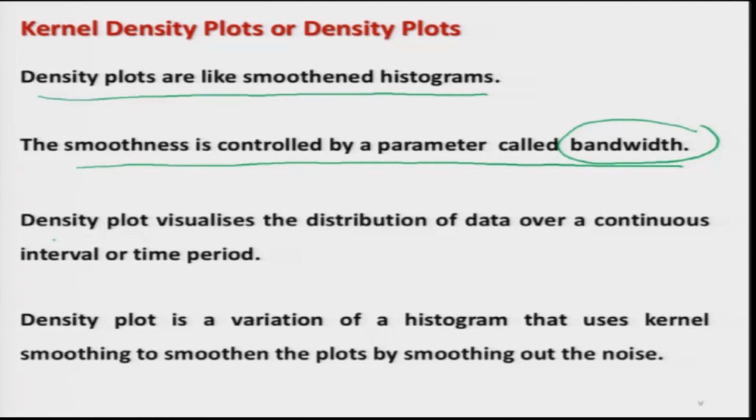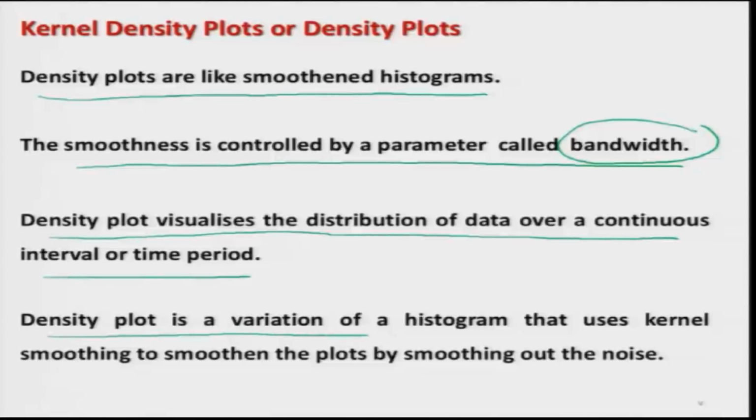And the density plots help us in visualizing the distribution of the data over a continuous interval or a time period. And if I want to explain this kernel density plot in very simple words, then I would say that this is only a variation of a histogram, and the histogram is being constructed by using the concept of kernels, right. So, a density plot is simply a variation of a histogram that uses kernel smoothing to smoothen the plot by smoothing out the noise. This noise is coming because of the class intervals, right.